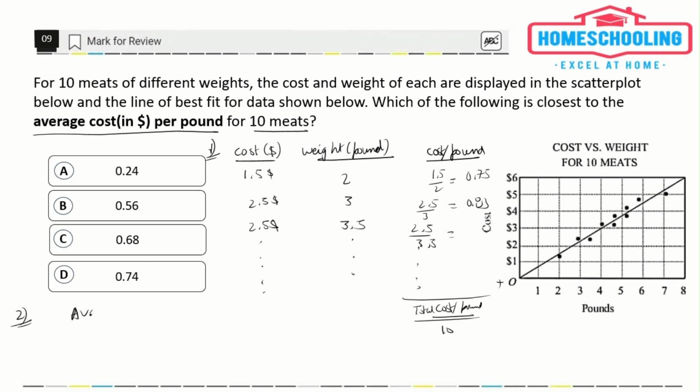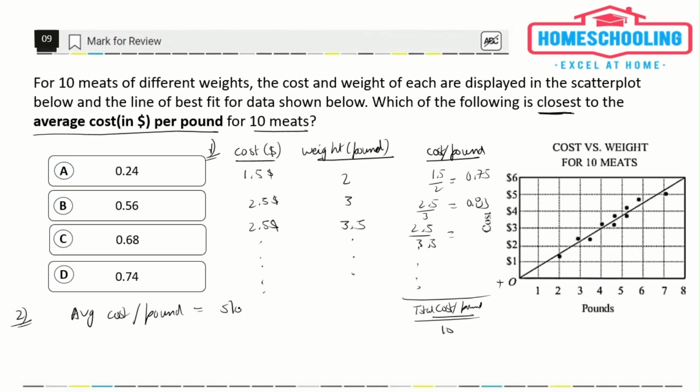So we have to find the average cost per pound. This method was very lengthy, because we have to find the cost per pound for all 10 meats, and after finding them, we have to add all of them and divide by 10. So this was a very lengthy process. What is the shortcut method? As we can see, this line that is going through, because in the question we have to find the closest approximate value, is a slope here, and we can use the slope formula.